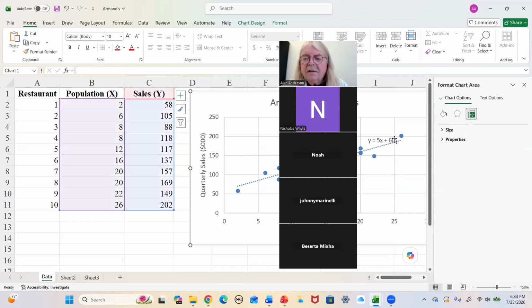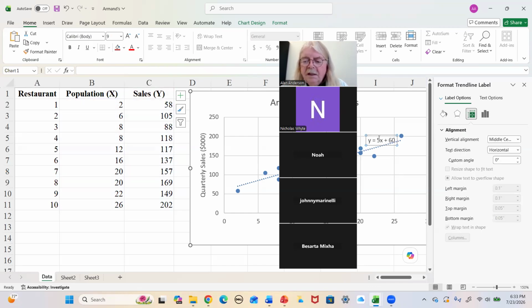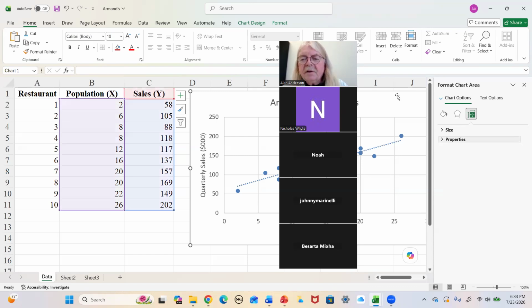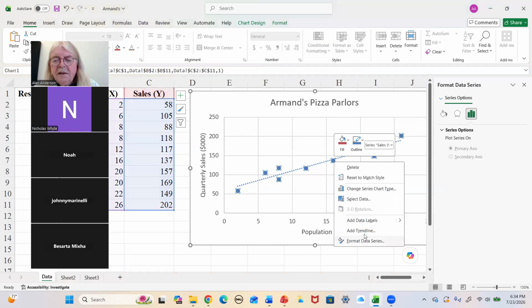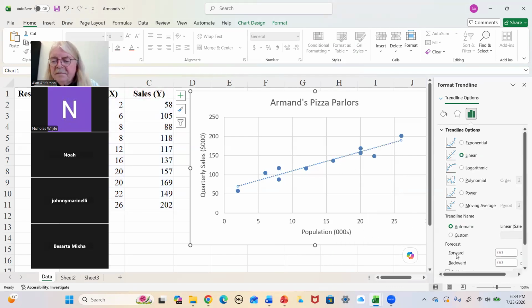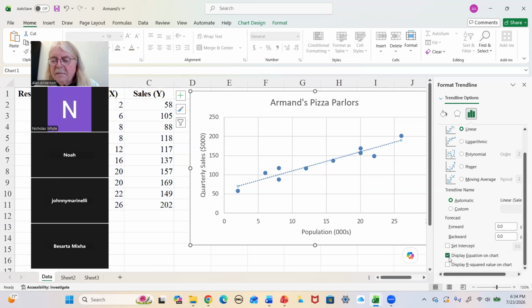I've got two of them. All right, let's try that again. Okay, I'm going to delete the one I have. And so I'm going to try this again. Trend line, and then click both display equation and R square.